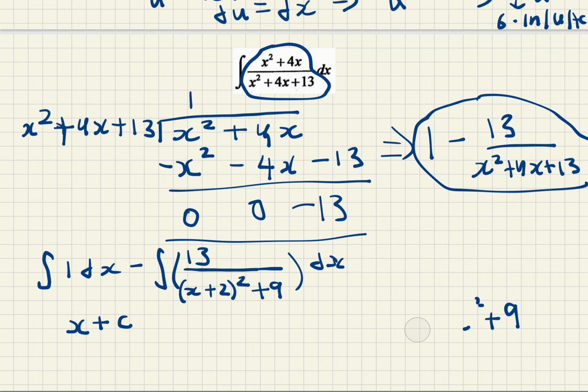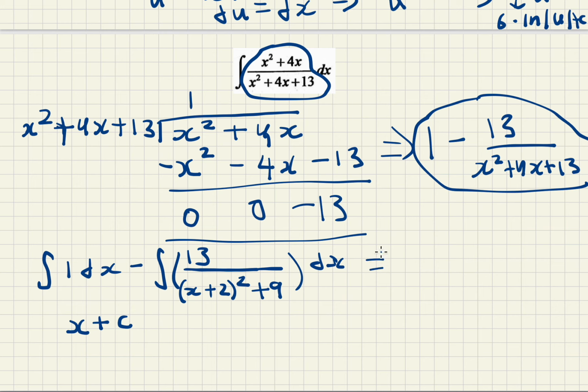Right? And now, what's the point of this? The point is we can use a trig identity. If there's a square in the denominator that looks like this, we can remember the trig identity 1 over 1 plus u squared, which is the integral of tangent inverse. So we can say x plus 2 squared plus 9.